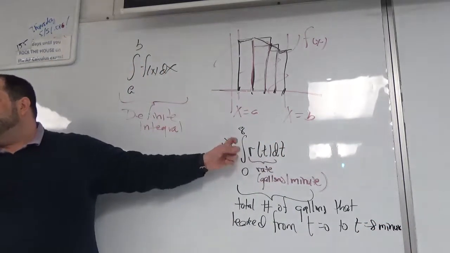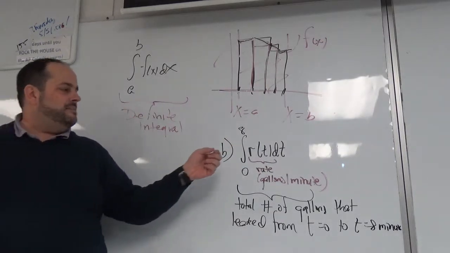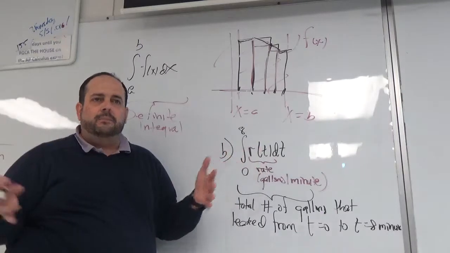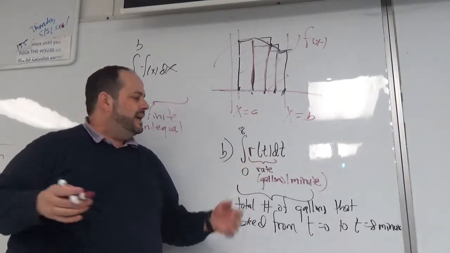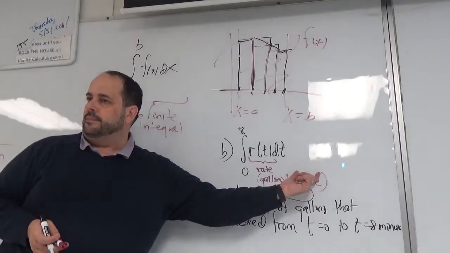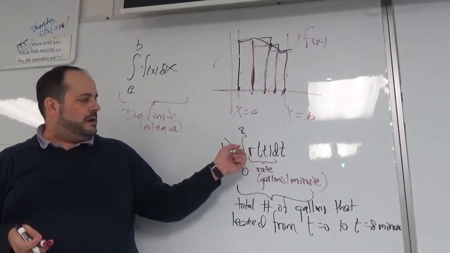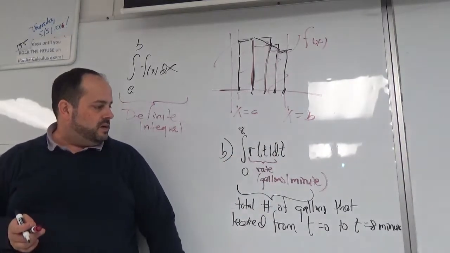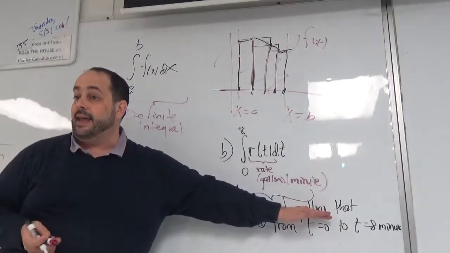You're only going to describe this as an area if we're talking about just a generic problem. There's no units, there's no context. But r of t is your rate that water leaks out in gallons per minute. The definite integral is going to represent that total amount of water that leaks out, and the units here are going to be in gallons.